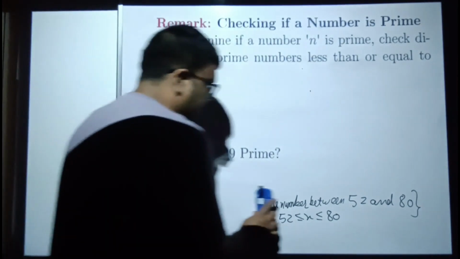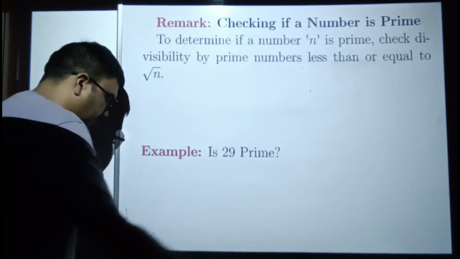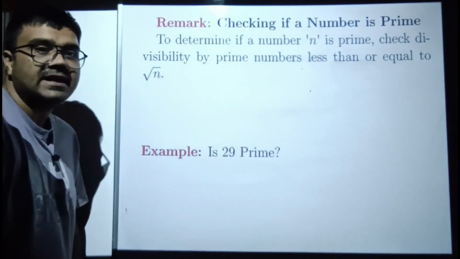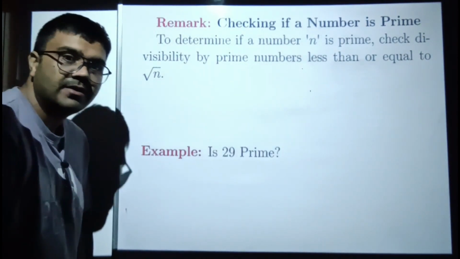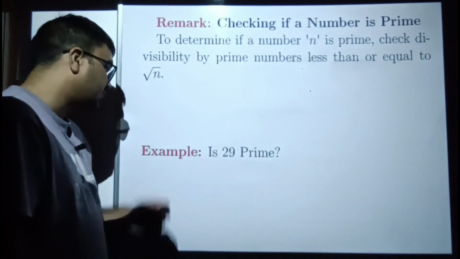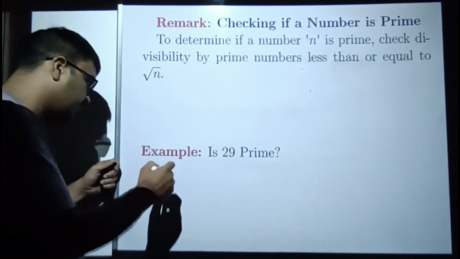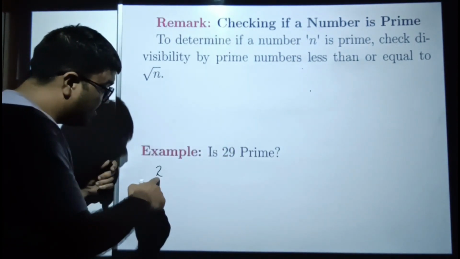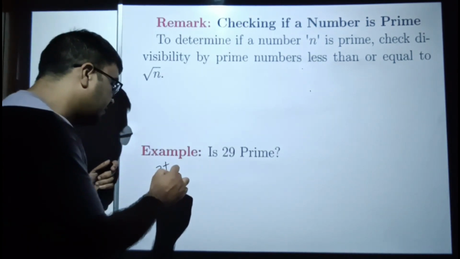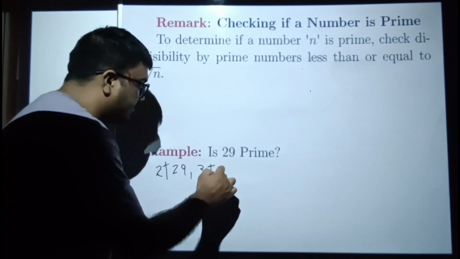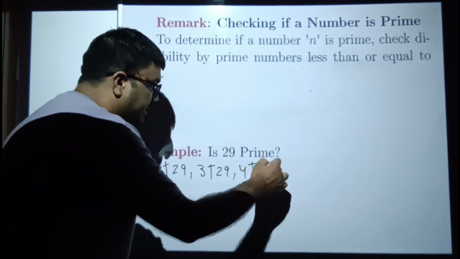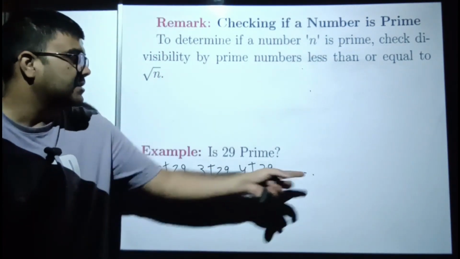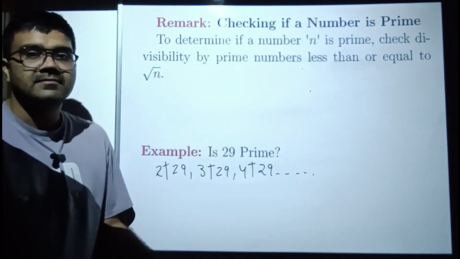Next we have a test to check whether a given number is a prime number or not. So suppose a number is given to us. Say I am talking about the number 29 and I have to check whether it is a prime number or not. So one method is, you start dividing. We know that 1 is always a factor of a number. Then we can clearly see that 2 does not divide 29, 3 does not divide 29, 4 does not divide 29, and you continue like this. We have to check all the numbers and then we can tell whether 29 is prime or not.